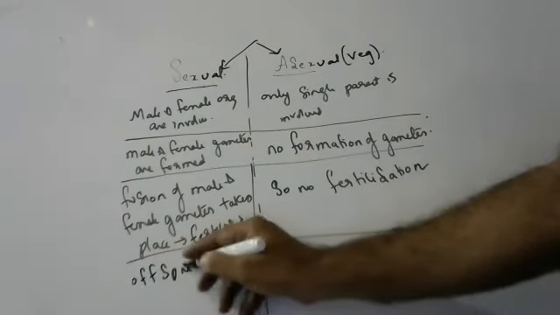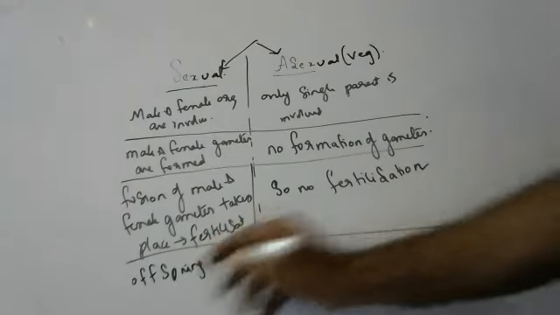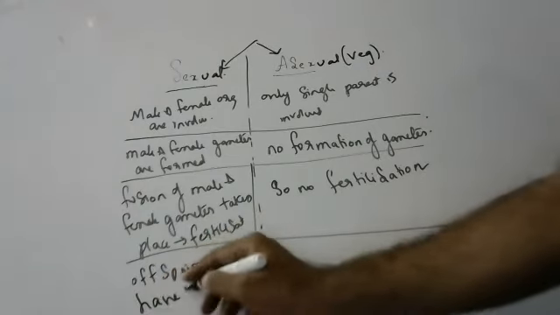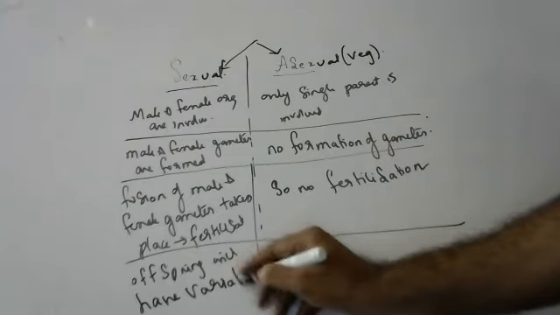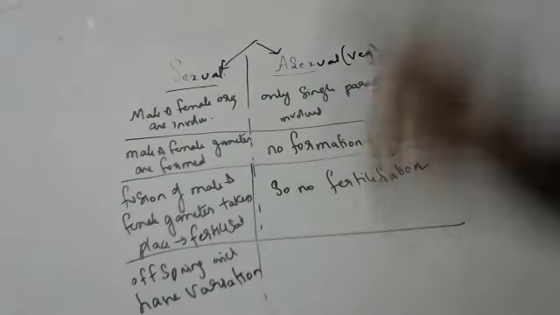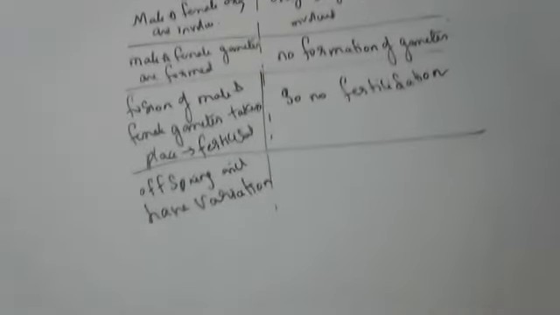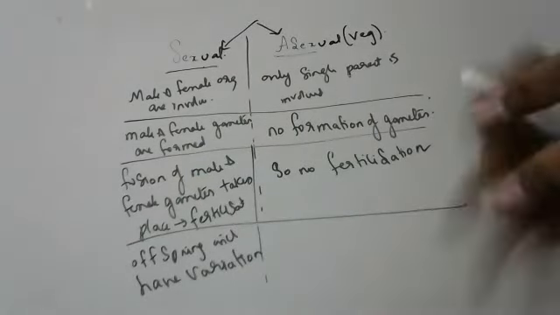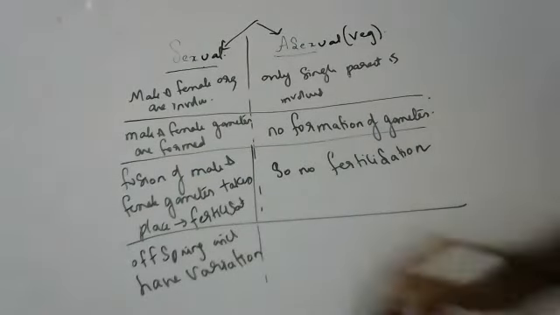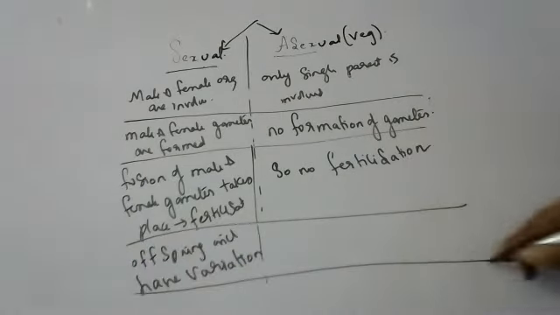The offspring will have variations. What is variation? They don't look exactly like the mother or the father. They'll have mixed characters, variation. Some new character will come, children. Why did the new character come? Because male and female gametes are fused. A new character will come and that is called variation.